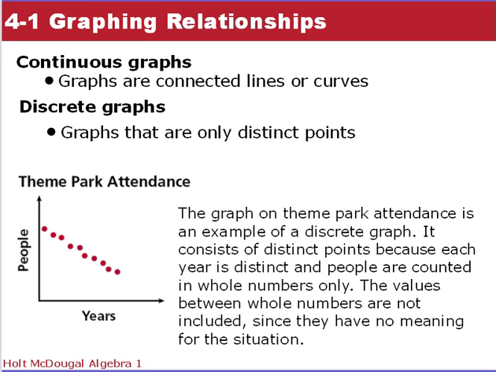And again, we talked about this at the beginning, continuous graphs and discrete graphs. So looking at the theme park attendance here, this graph here, we are counting people. People is on our y-axis, years is on our x-axis, and we're counting. So this is going to be a discrete graph. And we're not going to connect the points because people have to be whole people. So whole numbers, you're counting something. It's going to be discrete.